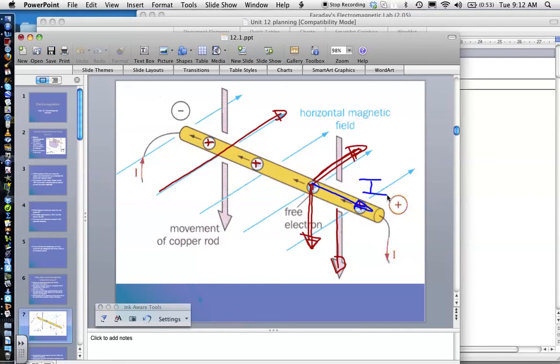So in fact, this conductor, as it is pushed down, creates the effect of charges moving through a magnetic field, which causes a force to be put on those charges that actually moves the charges through the conductor, creating a current, creating an induced magnetic field.